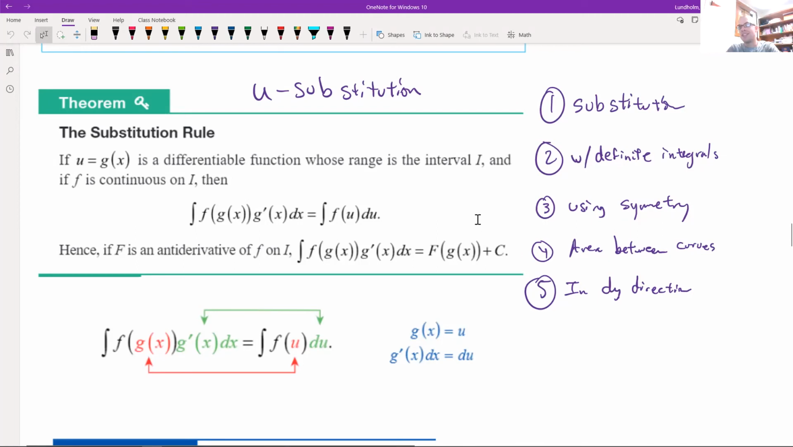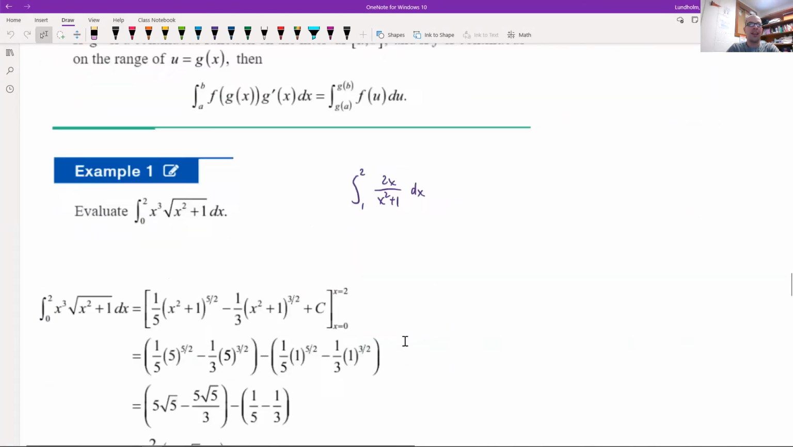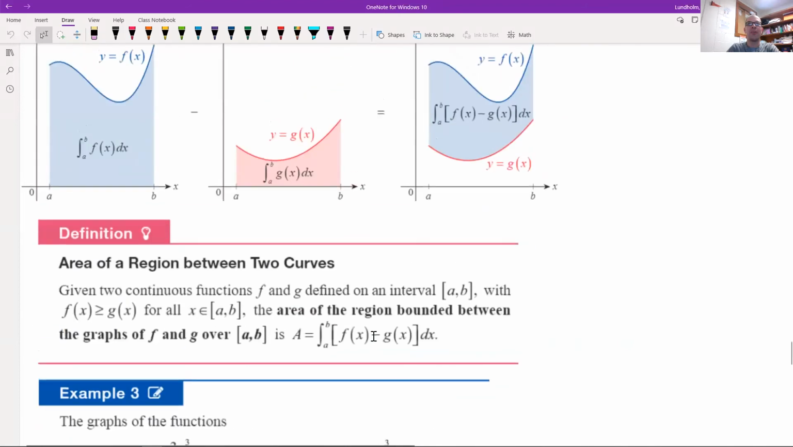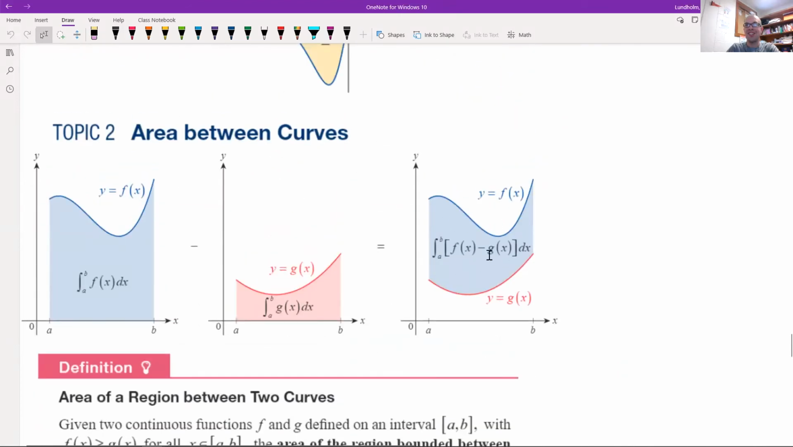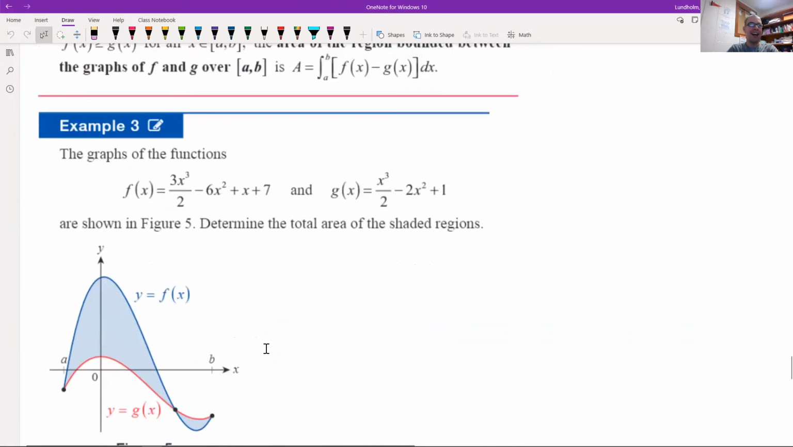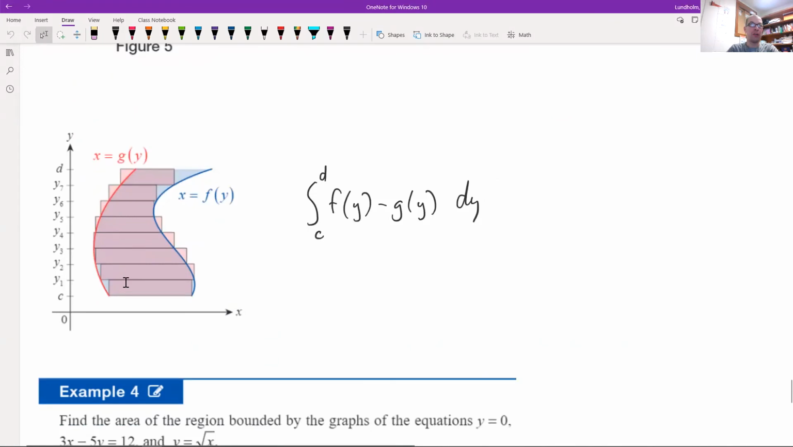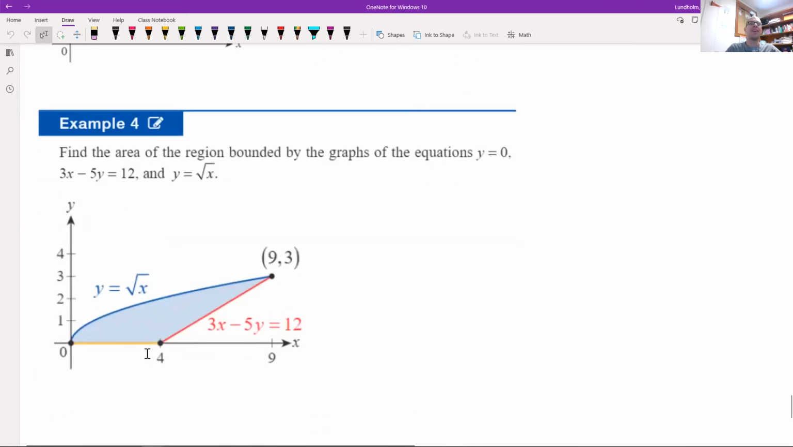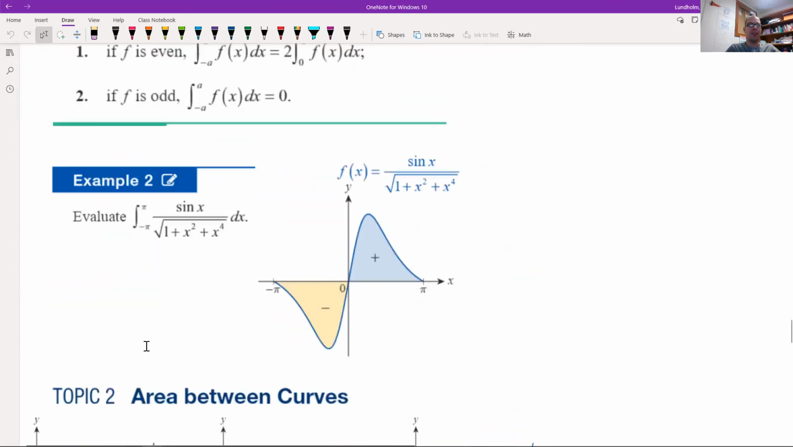And yeah, in that next class, we're going to be looking forward to using substitution with definite integrals, using symmetry to evaluate integrals, looking at the area between curves. So, you know, finding areas like this, not just always down to the x-axis. And then also switching our rectangles on their sides and moving up in a dy direction rather than a dx direction, looking at an integral like this. So yeah, that should be fun.